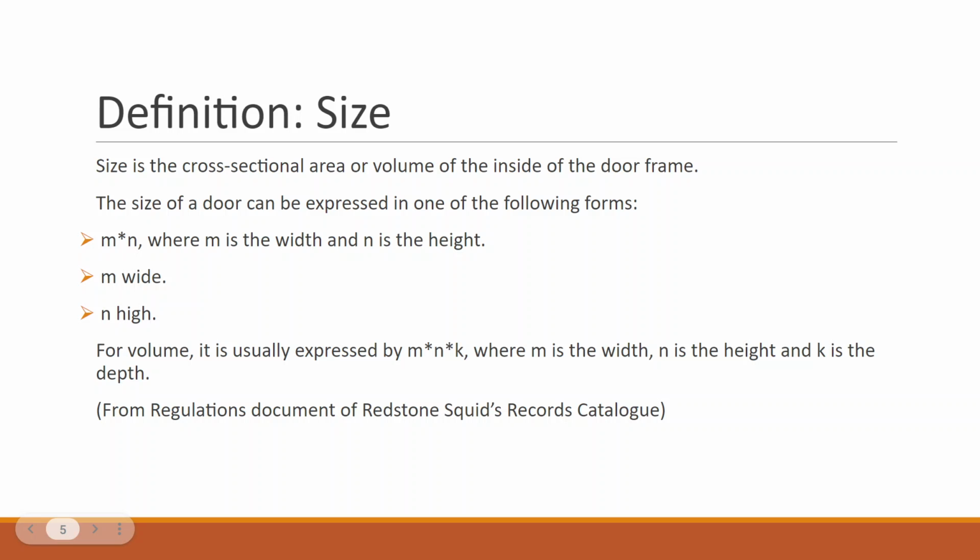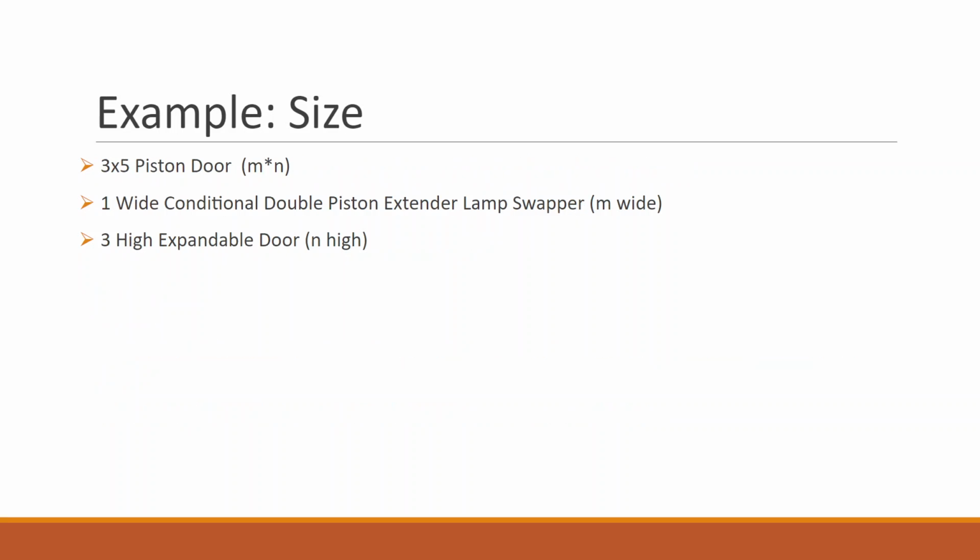Now for volume, it's usually expressed by m by n by k, where m is the width, n is the height, and k is the depth. So how would you use them? Well, we can take a look at an example. We have, for example, a 3x5 piston door. This uses the m by n term.